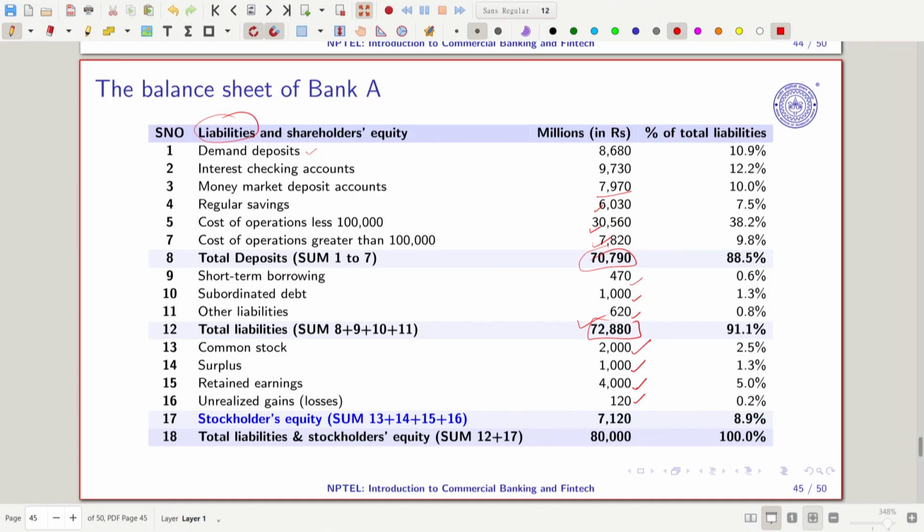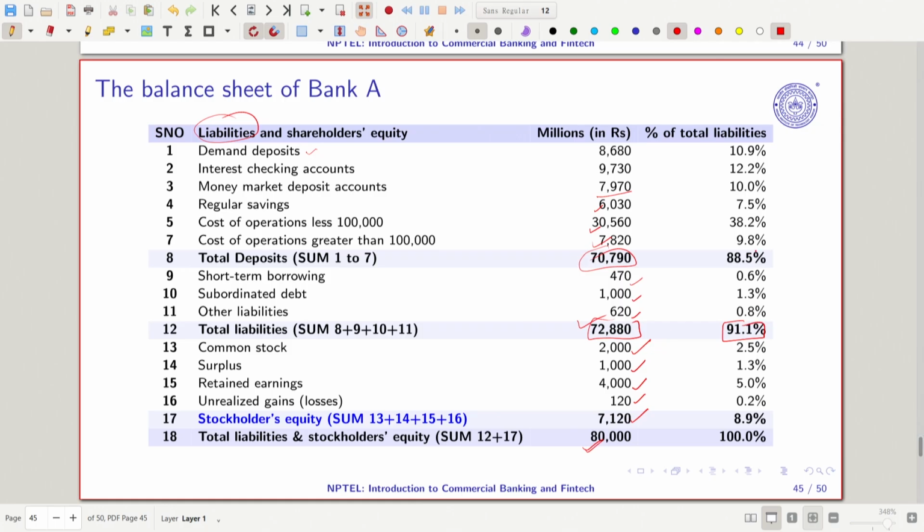Unrealized gains and losses, it is 120, right? So stockholders equity that we have here, if you sum this up, we get 2,147,7120, and if we sum this 12 plus 17, it is coming out to be 80,000. So both the accounts have to be matched. So 80,000 is coming here. If you see the total deposits side, here you can see 91.1% you are getting in total liabilities.